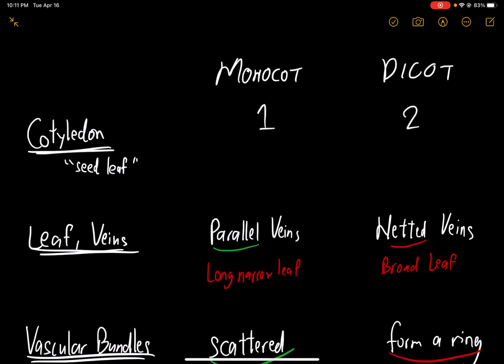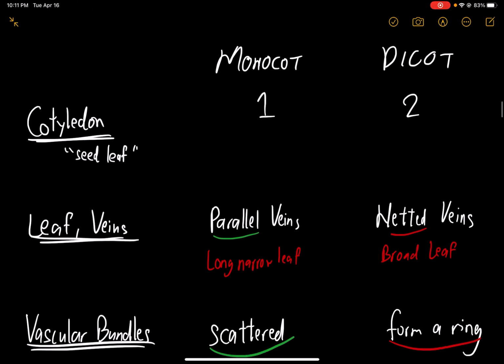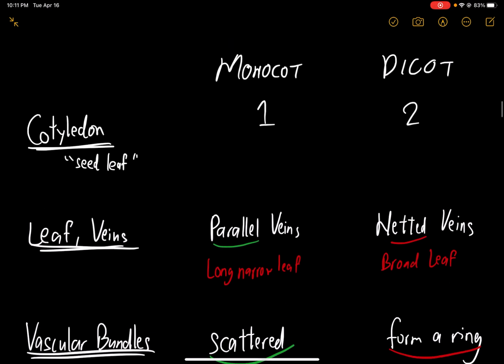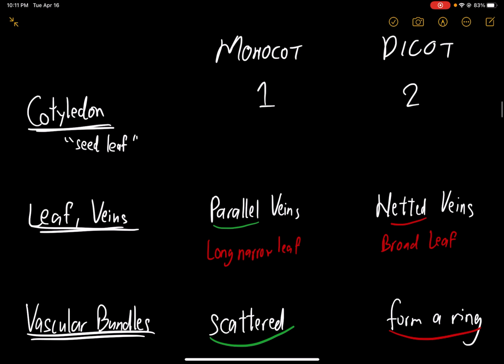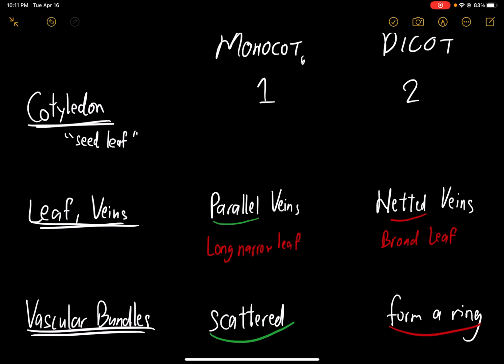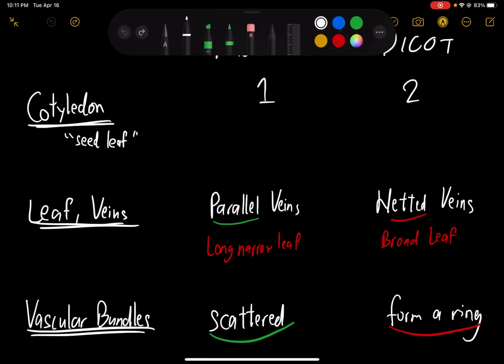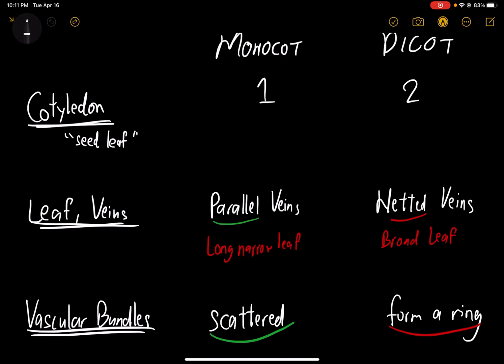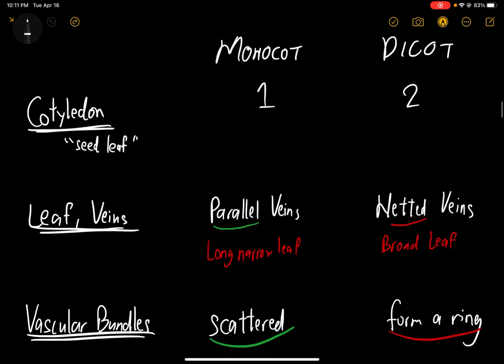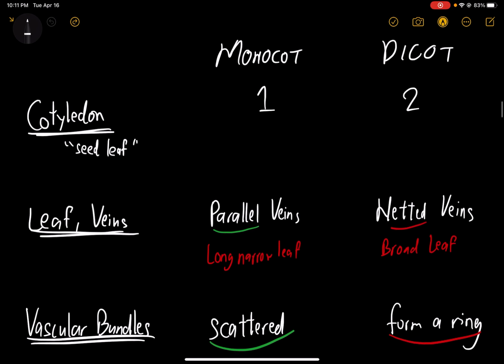So, there are four specific details that differentiate monocot from dicot. For monocots, there is just one cotyledon. Cotyledon basically means the seed leaf. And for dicot, literally from the prefix di, it means two, so two cotyledons. In terms of the leaf and veins, monocots have parallel veins.